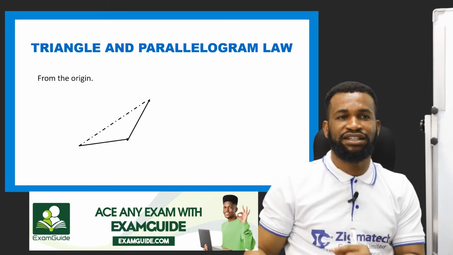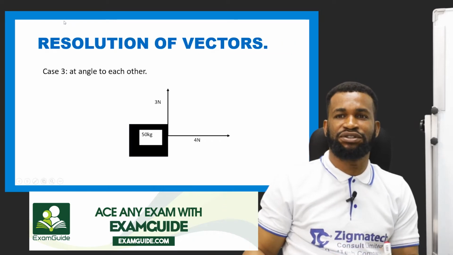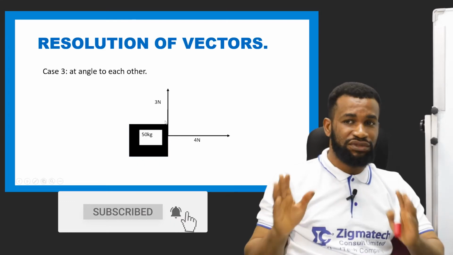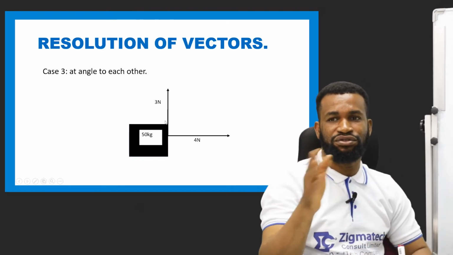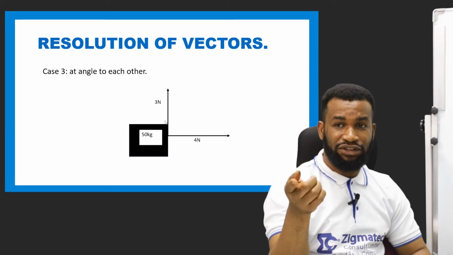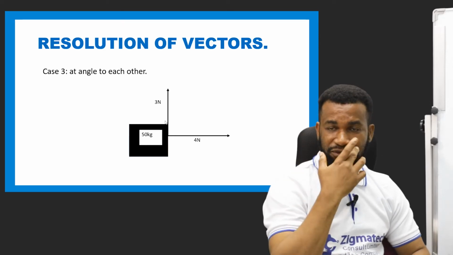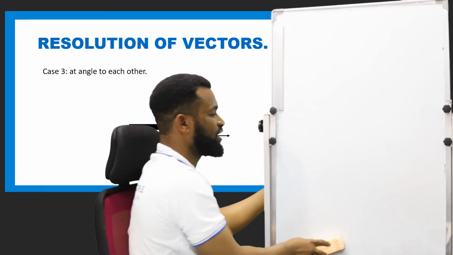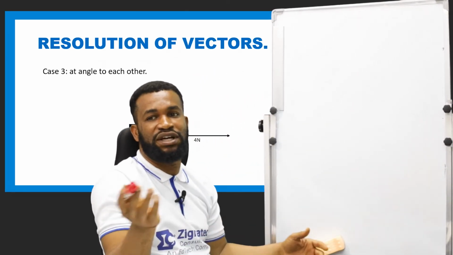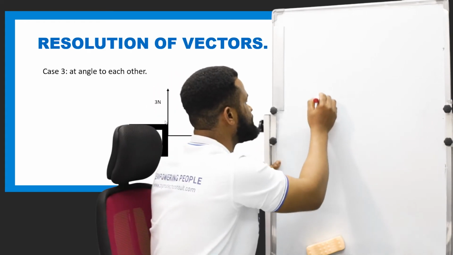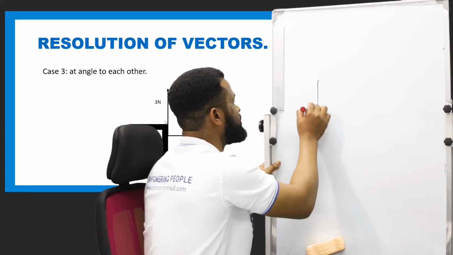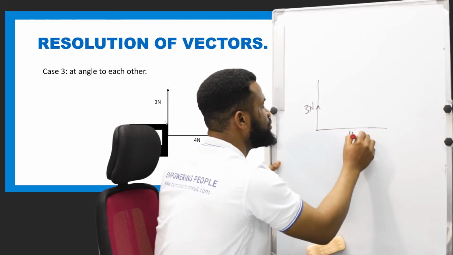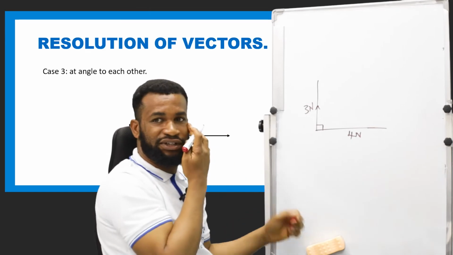Now, let's apply these principles in problem solving. Look at this question. At an angle of 90 degrees to each other, what do you do? Let us use the parallelogram law of vectors to solve this. I can also use the triangular law to solve it, but let me use the parallelogram law and see how I'm going to represent it and find the resultant. If I'm asked to find the resultant, this is the first one, which is 3 Newton, and this is the second one, which is 4 Newton, and the angle is 90 to each other, all right?